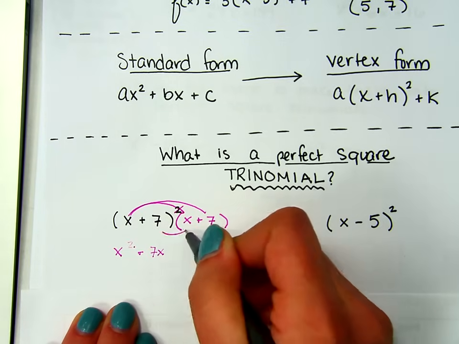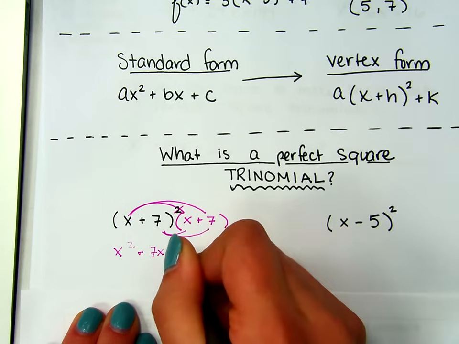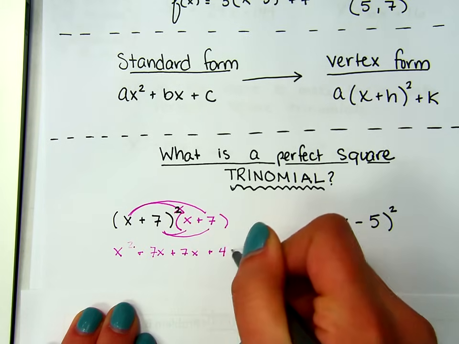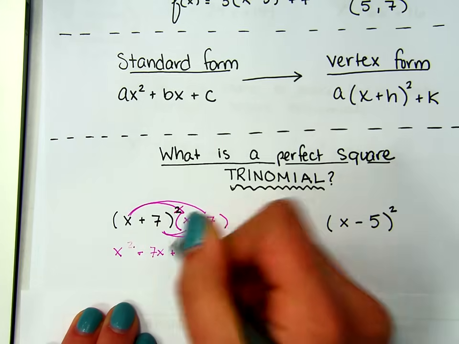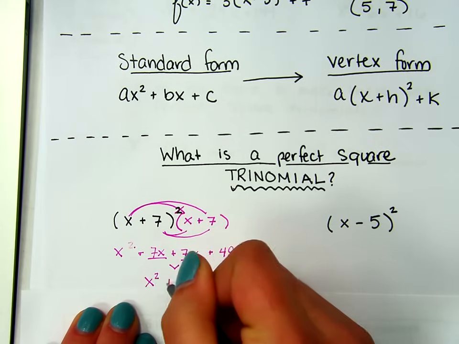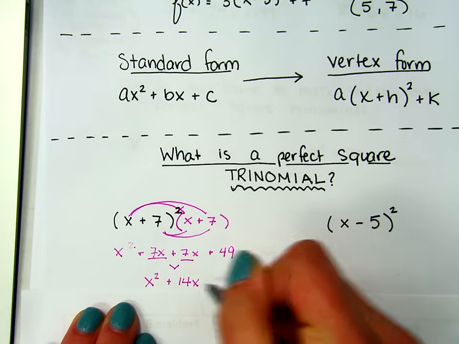And then distribute your 7. And that gives us another 7x plus 49. And then we know we have to combine those like terms. That gives us x squared plus 14x plus 49.